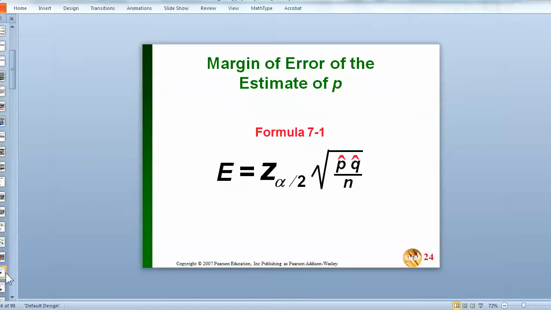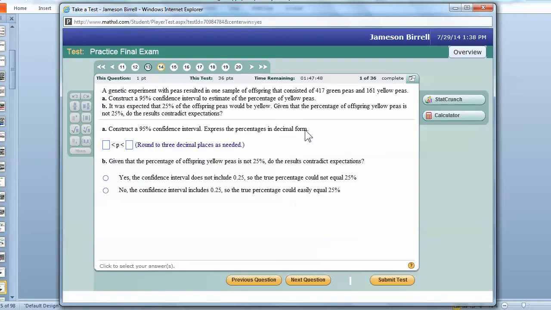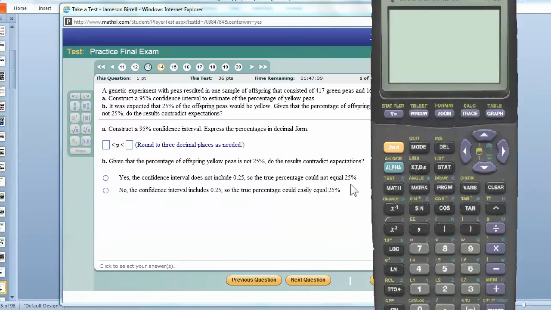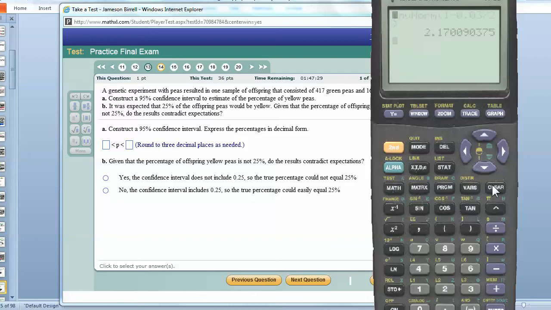I'm going on and on about how to do it by hand, but I'm not going to bother doing it by hand because that's not how I do it on the test. But once I had that E value, I would add and subtract it from the p hat, which is 161 divided by 417 plus 161. What I would probably do, assuming I have this calculator with me, is just get the calculator out and run it here.